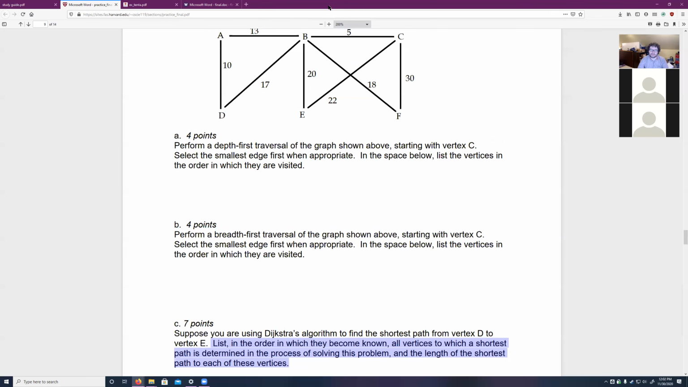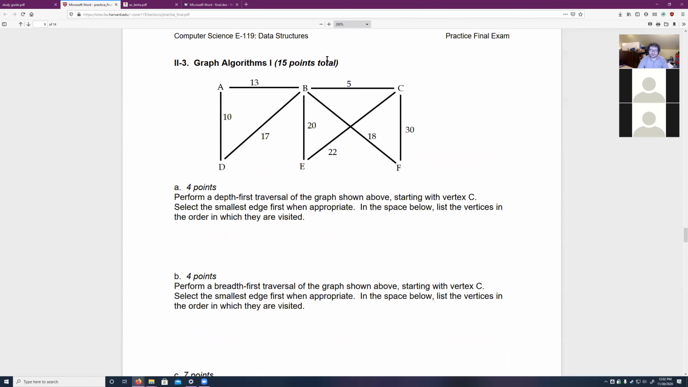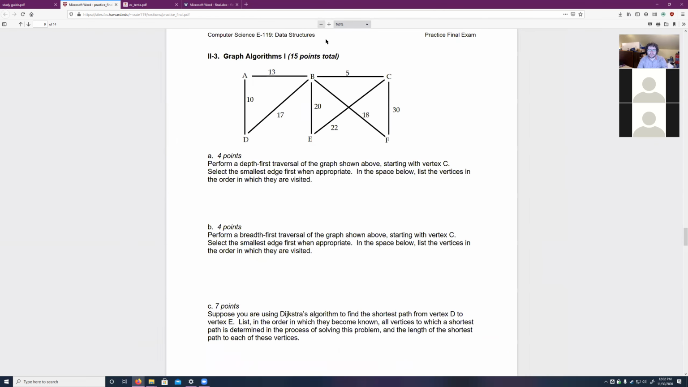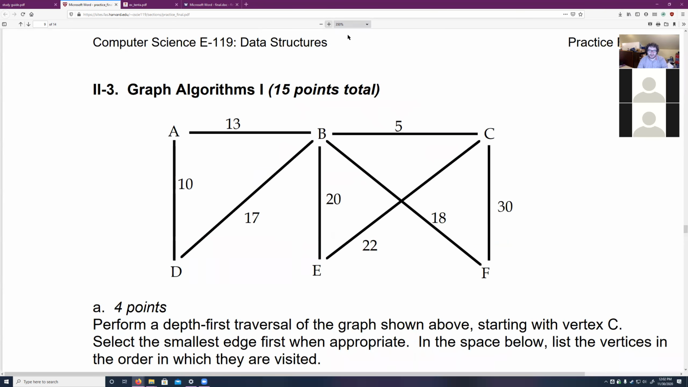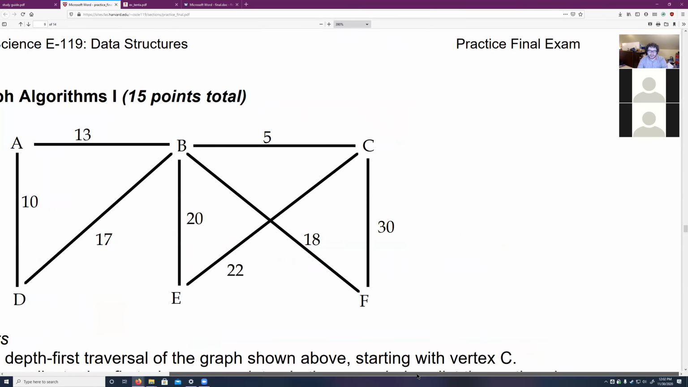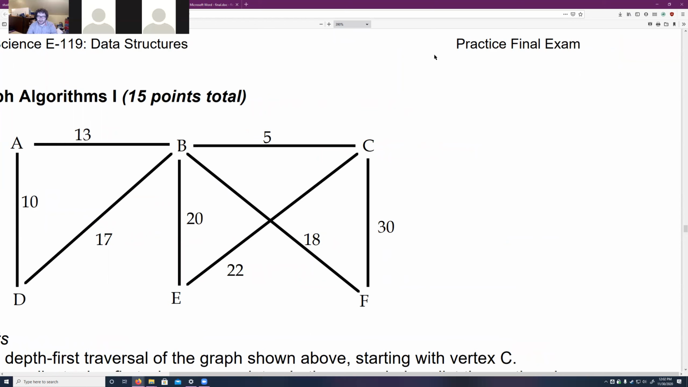So, okay, let's go ahead and zoom in, believe it or not, and move this out of the way so that we have a place to work.